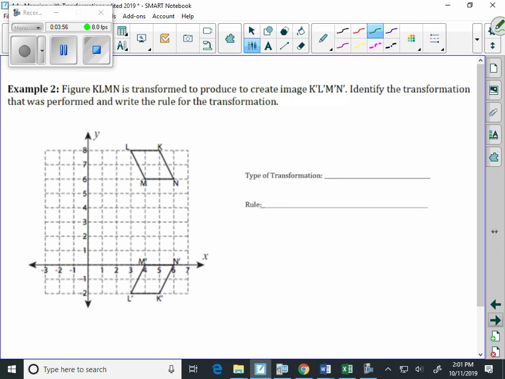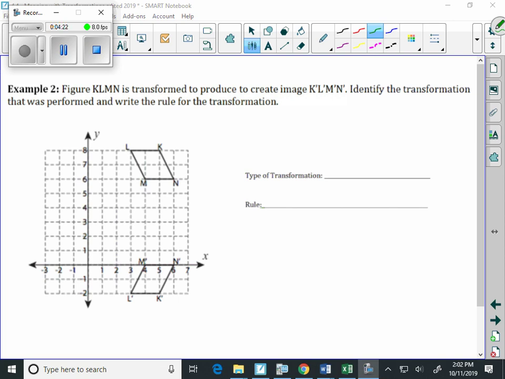Again, 3 types of rigid motion. We just saw figure KLMN is transformed to create image K prime, L prime, M prime, N prime. Identify the transformation that was performed and write the rule for the transformation. So again, we just saw a translation where we just moved the picture from one place to another.